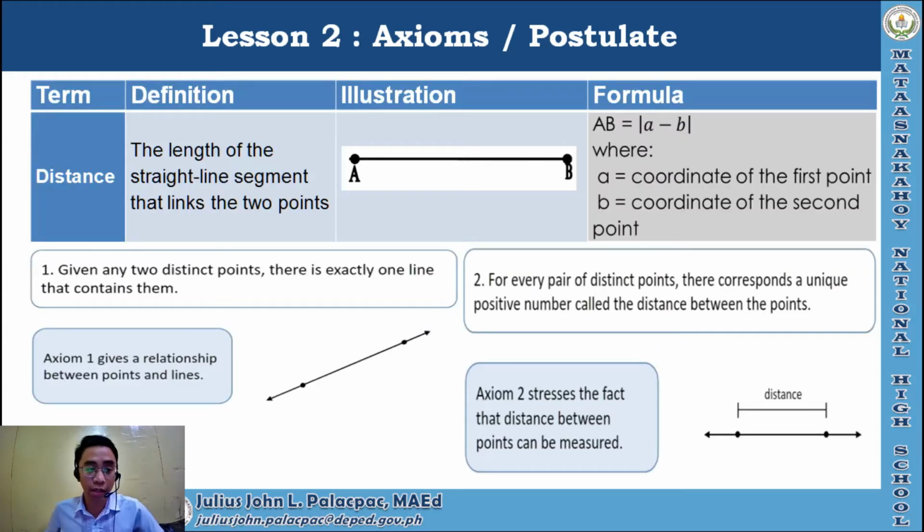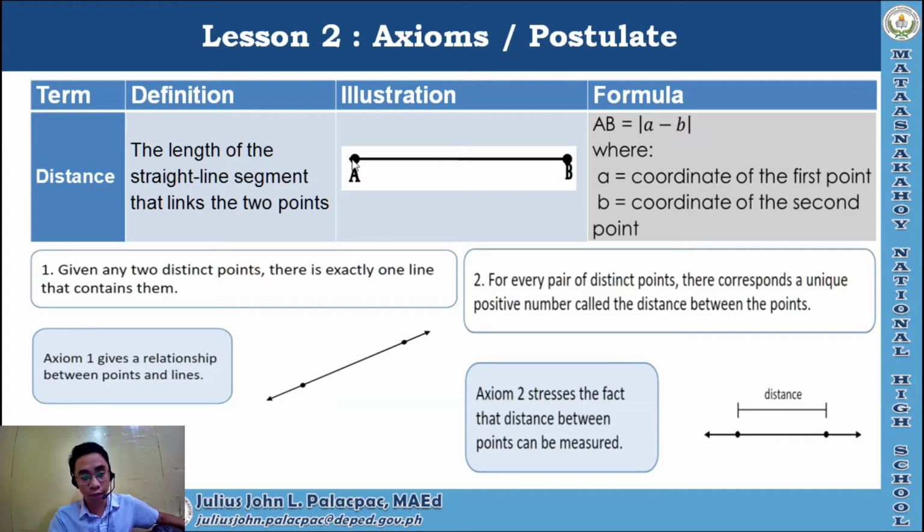So, isang axiom natin, distance: the length of the straight line segment that links the two points. Point A and point B, AB is equal to the absolute value of A minus B, where A is the coordinate of the first point, B is the coordinate of the second point. Kaya kung makikita nyo yung distance natin, isusubtract na natin yung A sa B. Tapos, gagamit tayo ng absolute value. Halimbawa, ang coordinate ng A ay 4, ang B ay 6. 4 minus 6 is negative 2, and then we will use the absolute value, magiging positive 2.